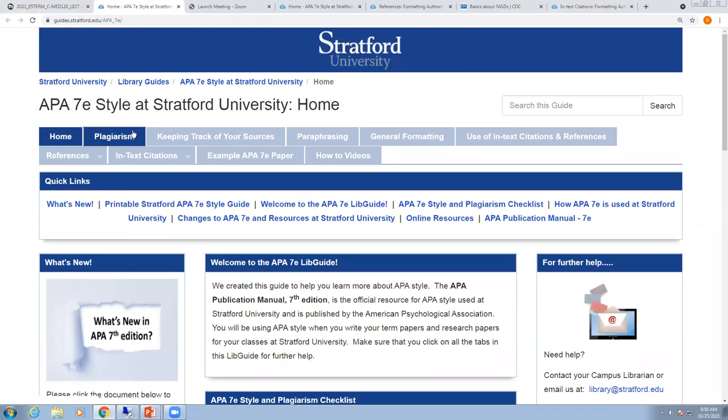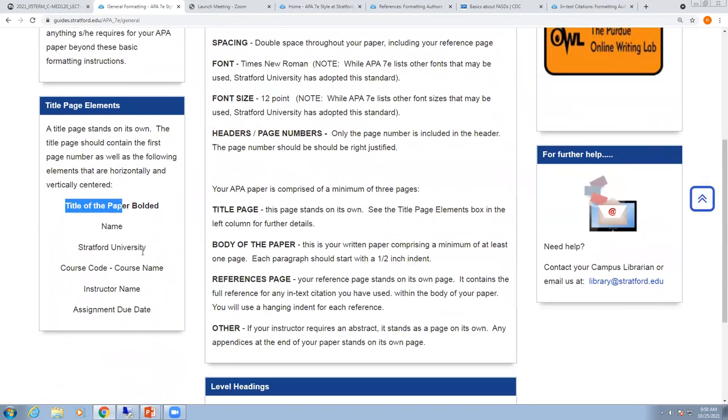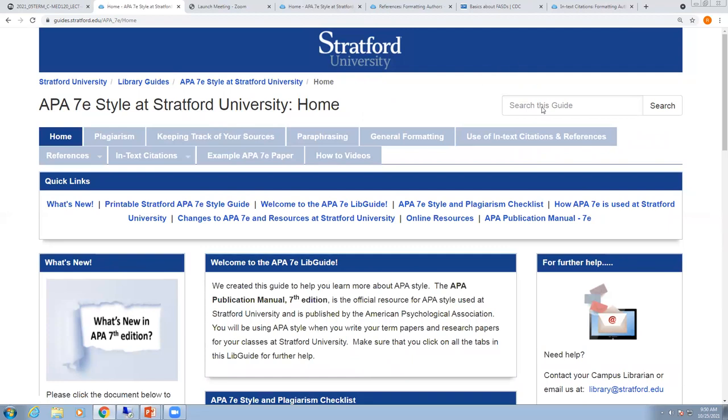Now, there are a bunch of different tabs here that have information about APA. So of course, there's a general formatting tab that tells you the margins are 1 inch, the spacing is double spaced, your font is Times New Roman 12 point, your headers, the only thing you need is a page number. And then this page also lists what should be on your title page. So you've got all that information.